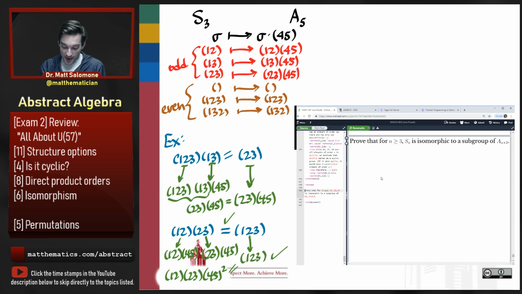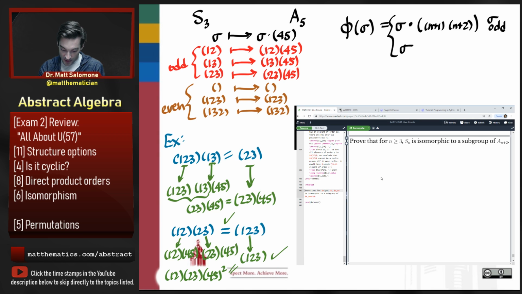So that's the main idea. That's how we can set up a function. So phi of sigma is going to equal sigma, but then I'm going to compose this with (n+1, n+2), just the transposition. It transposes n plus 1 and n plus 2. And we're going to do that for the odd sigmas, and then we're just going to leave the even sigmas alone.